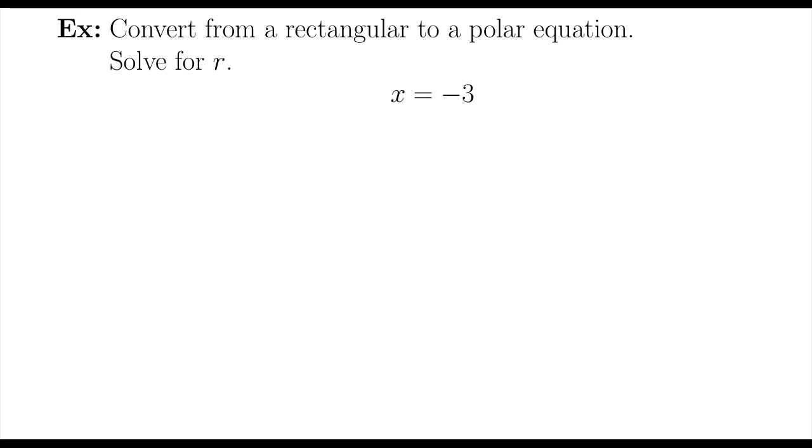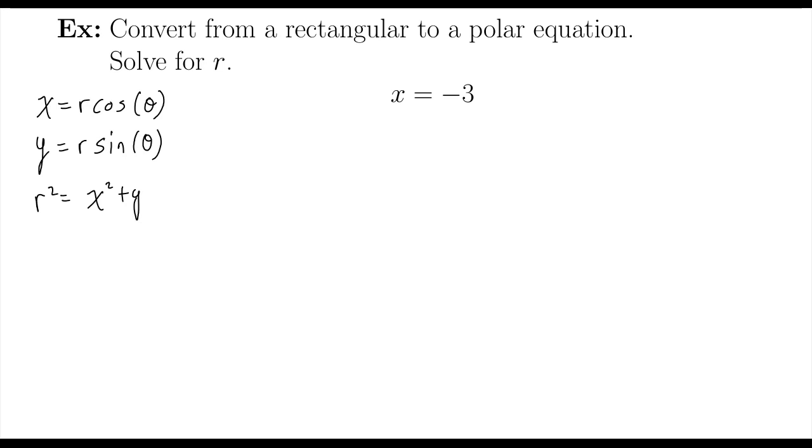Okay, so let me write those out real quick. So x equals r cosine theta, y equals r sine theta, and then r squared is equal to x squared plus y squared, or if you would like to write it out differently, that would be r equals the square root of x squared plus y squared. Okay, so those are the three formulas, if you include the rearrangement of the last one.